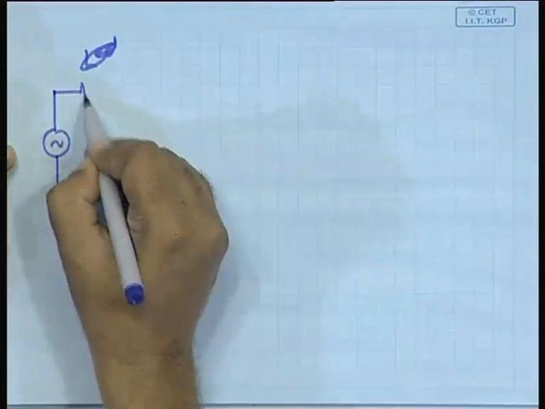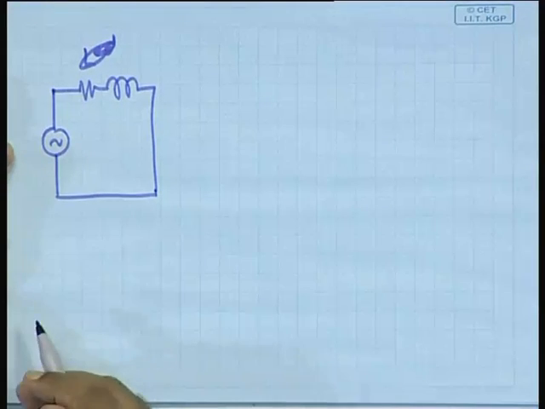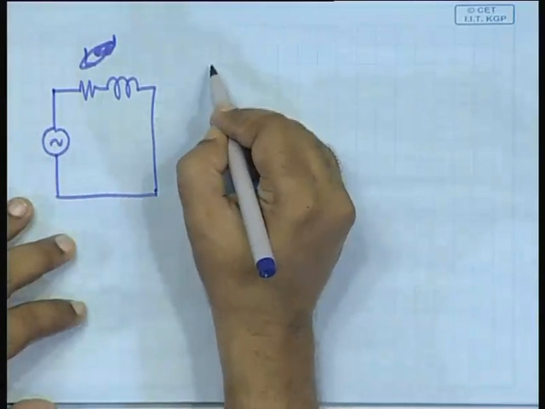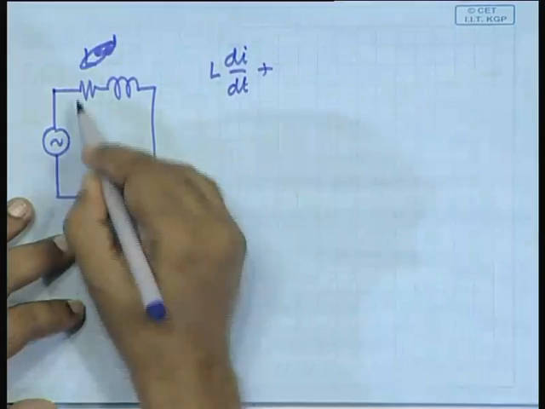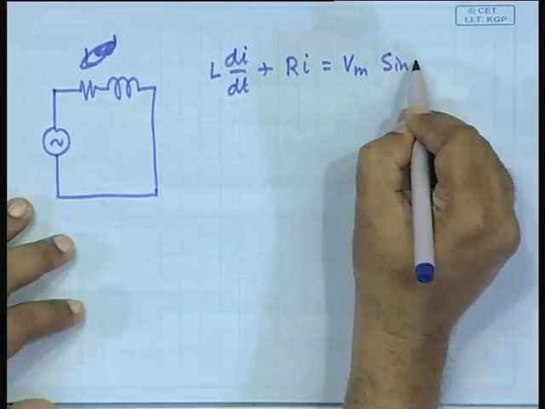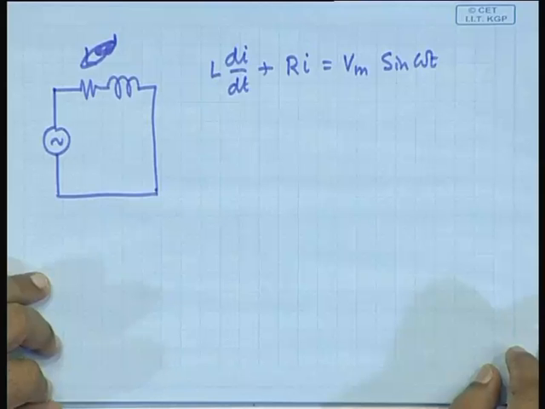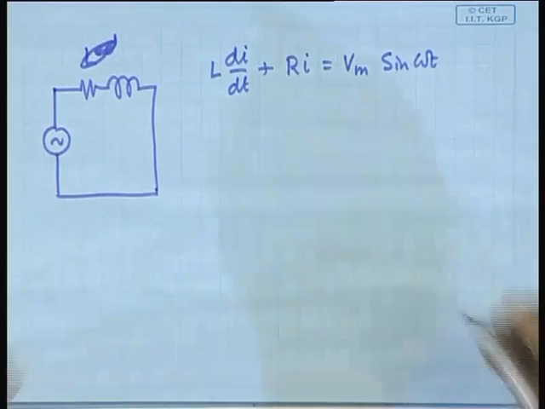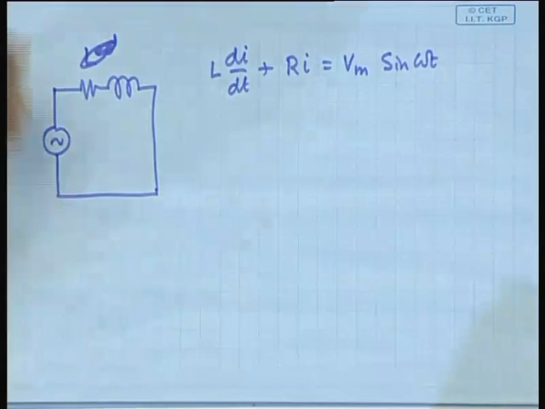But first let us try to see what will happen in case of an R L circuit. Apply a sinusoid across an R L circuit. In that case, simple, you have the equation as L dI/dt plus R I is equal to V m sin omega t. No problem here. So we proceed exactly along similar lines as we did the last time, and then we can conclude.